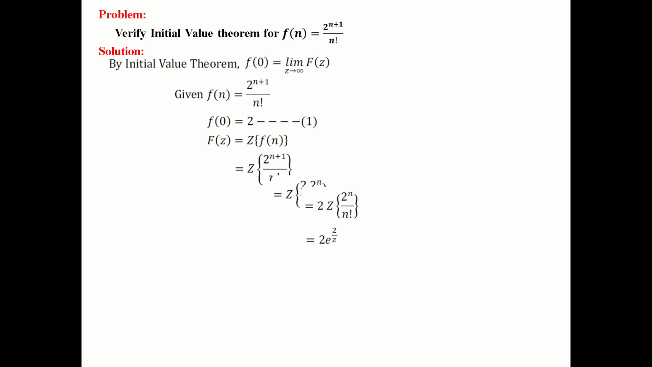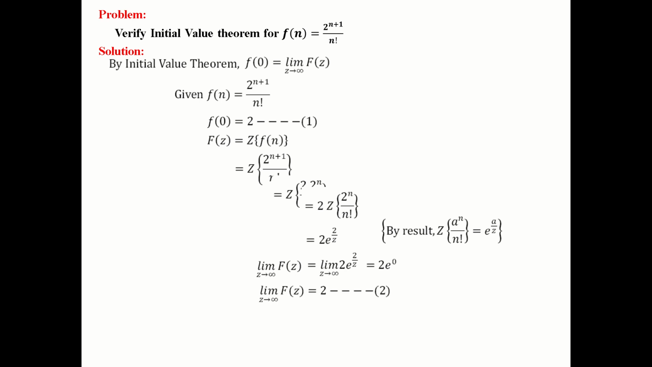a power n by n factorial is nothing but e power a by z. So instead of a, you are having 2. So 2 into e power 2 by z. So limit z tends to infinite capital F of z, which is equal to limit z tends to infinite 2 into e power 2 by z. As z tends to infinite, 2 by infinite becomes 0. So e power 0, 2 into e power 0. e power 0 equal to 1. So 2 into 1, you will get 2. Limit z tends to infinite f of z is equal to 2. That is equation number 2.